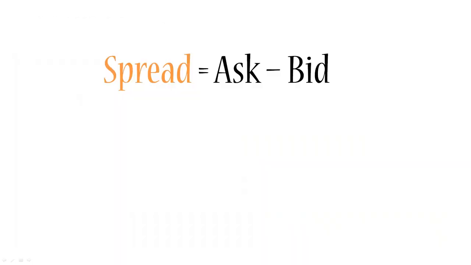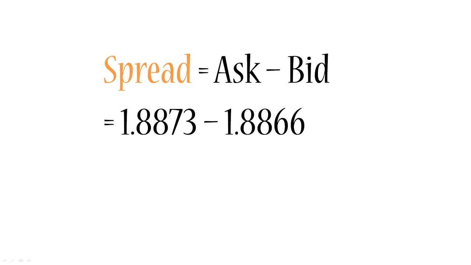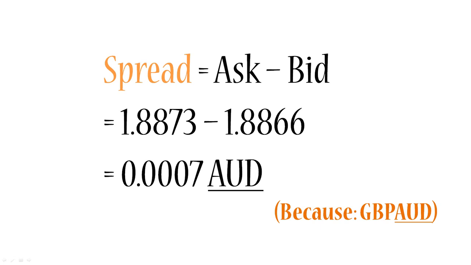So the spread is the ask minus the bid. That means 1.8873 minus 1.8866, and that means 0.0007. So that means less than 1 Australian cent. That is 0.07 of an Australian cent. And this is in Australian dollars because the currency pair is British pound Australian dollar. So Australian dollar is the quoted currency.